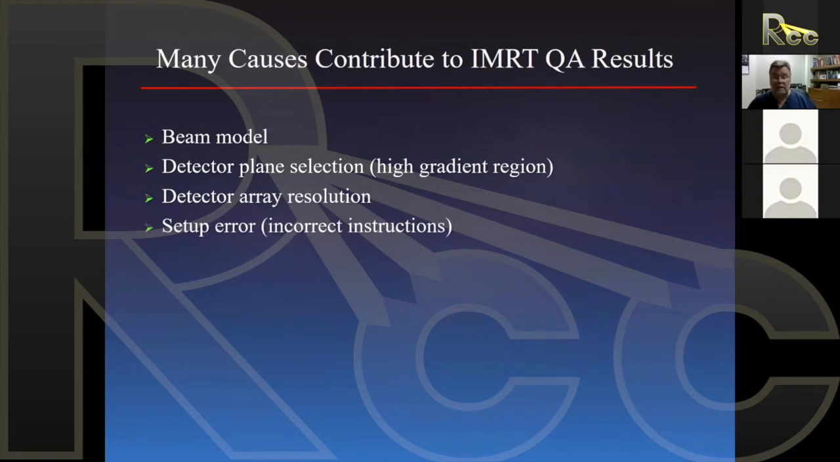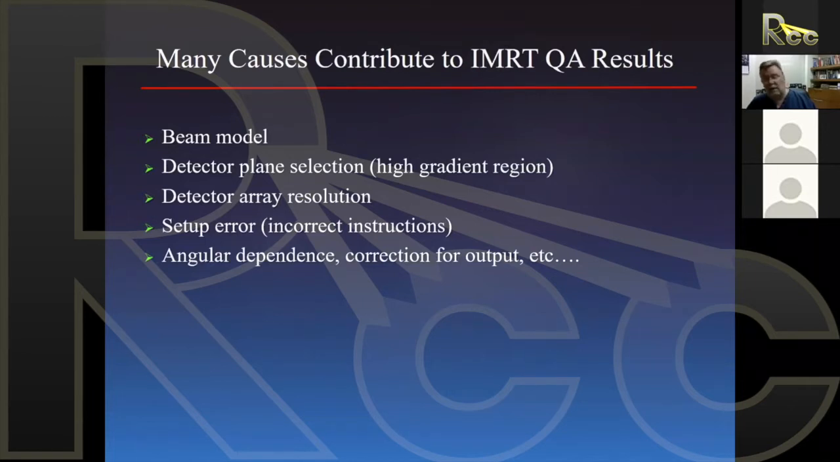Setup error. Do we give correct instructions to the people who are doing the irradiation? At Fox Chase, the people who are doing the planning are not the people who are doing the irradiation, and they're not the people who are doing the analysis. So we think we have a nice system where we remove as much bias as possible, but everything has to work. Angular dependence. Your system as a whole may have a dependence on the trajectory of the beams, not necessarily the individual detectors, but the system as a whole.